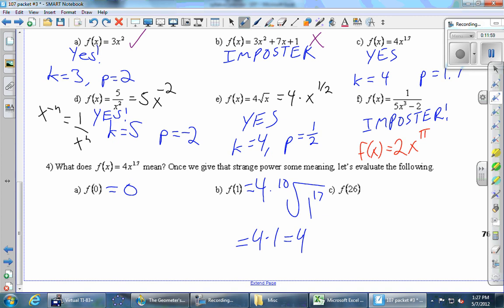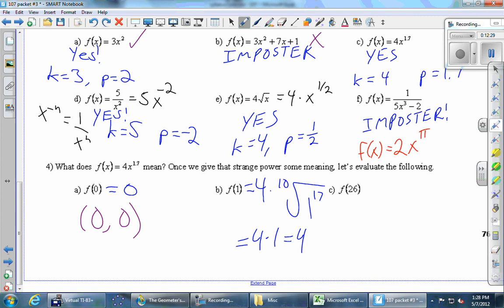In fact, I feel like those 2 points are going to happen just like they did all the time. Did the 1.7 really come into play in either of these? Not really, because 0 to any power is 0. So I feel like for all of the power functions up above, f of 0 is going to be 0. Plug 0 in, you get 0 out all the time. So what that means is that the point 0, 0 is on the graph of all of these power functions. That is to say, they all go through the origin.